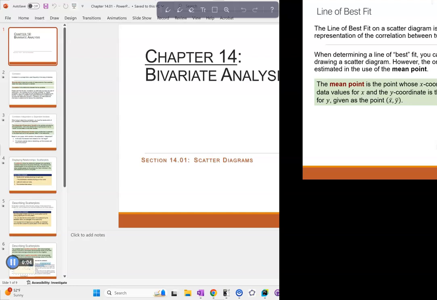If all of your data is above your best fit line, that's not very good, right? You want about half your data above and about half your data below, going through the mean point, unless you have a crazy outlier, and then it's a little bit harder to tell where it should go, but that's the idea.